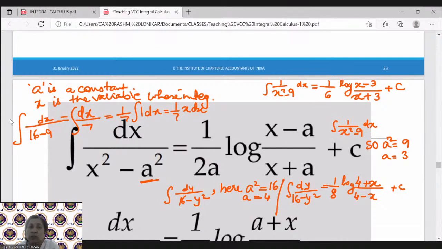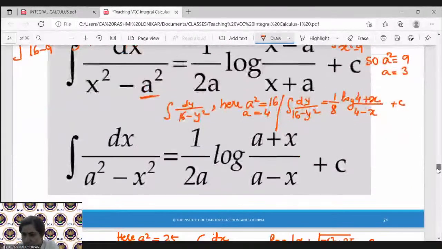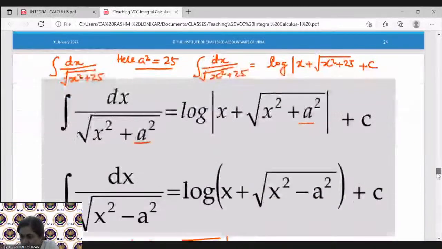Mohammed, the modulus is given because you cannot find log of a negative number. So that is why the mod is just representative. Okay, that you need to take the positive value.